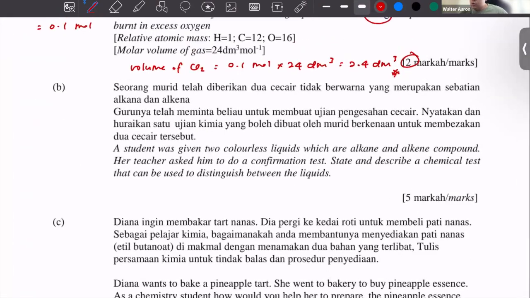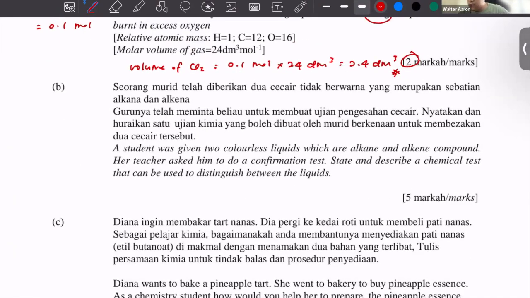B, a student was given 2 colorless liquids, which are alkane and alkene compounds. Her teacher asked him to do a confirmation test. It's a bit confusing. It's supposed to be either him or her, but it seems like it's 2 now. You get what I mean? State and describe a chemical test that can be used to distinguish the 2 liquids.